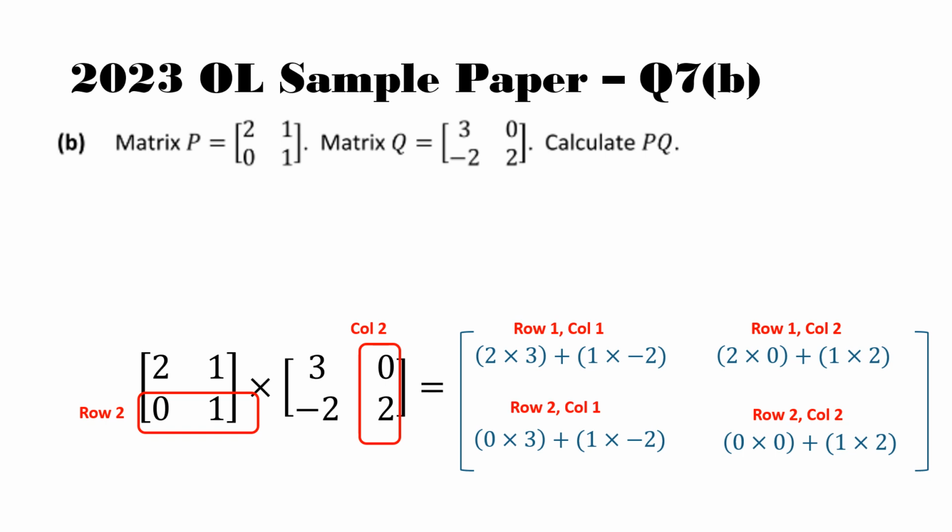Working those out, 2 by 3 is 6, plus 1 by minus 2 is minus 2. 6 and minus 2, we get a 4. Then we get 2 by 0 is 0, plus 1 by 2 is 2. That gives an answer of 2. 0 by 3 plus 1 by minus 2 gives us a 0 minus 2, which just gives us a minus 2. And 0 by 0 plus 1 by 2 just gives us our answer of 2. Our final answer for PQ then is 4, 2, minus 2, 2.